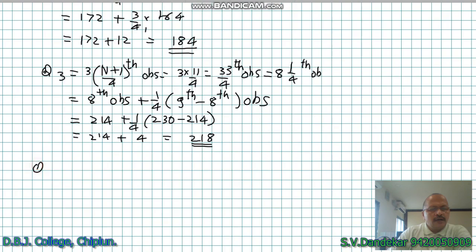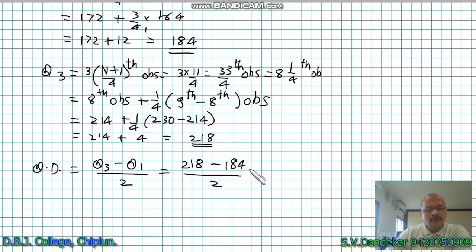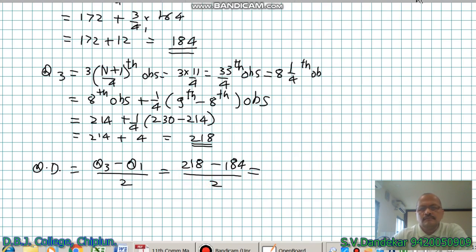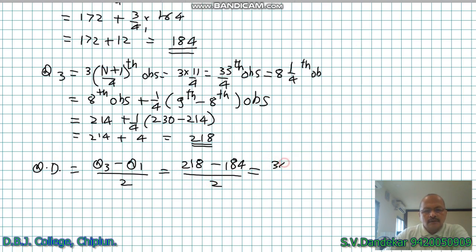Now we want quartile deviation. The quartile deviation is (Q3 minus Q1) upon 2, equal to (218 minus 184) divided by 2, equal to 34 upon 2, equal to 17.